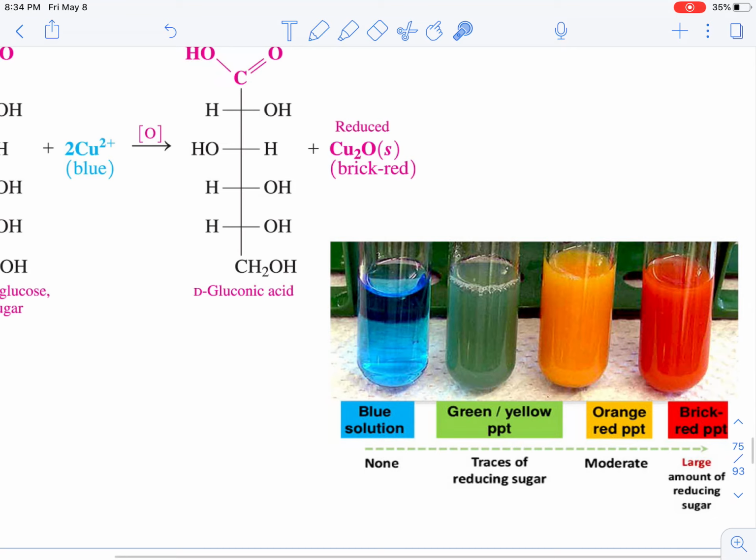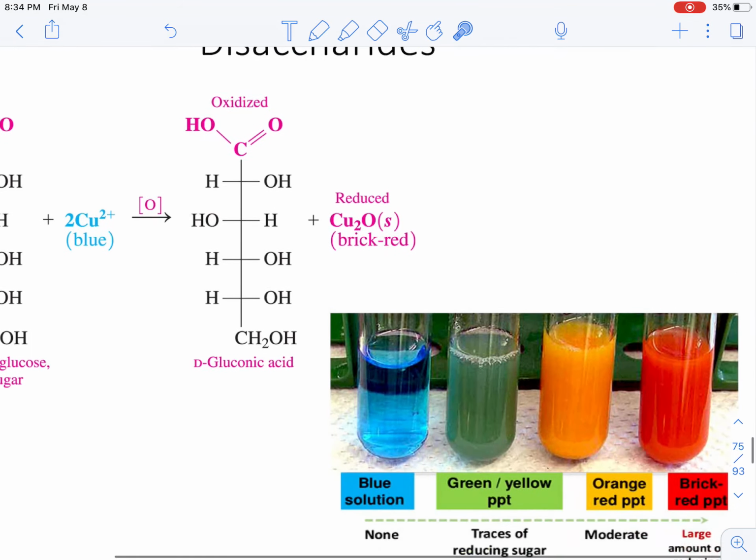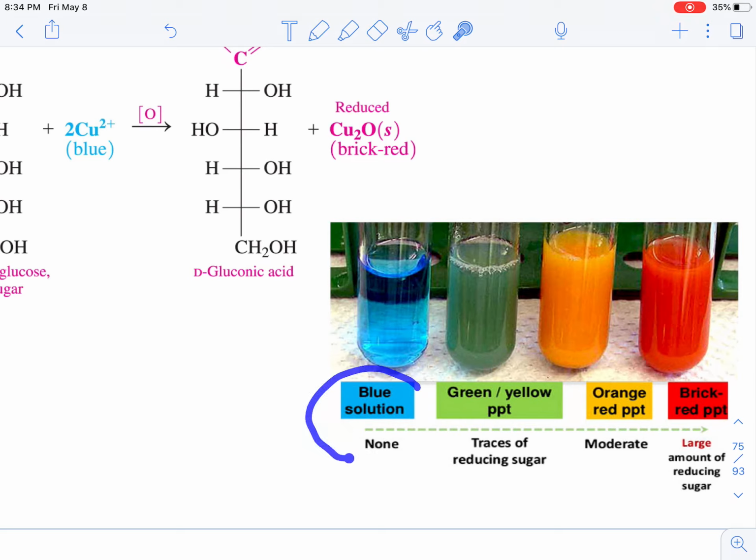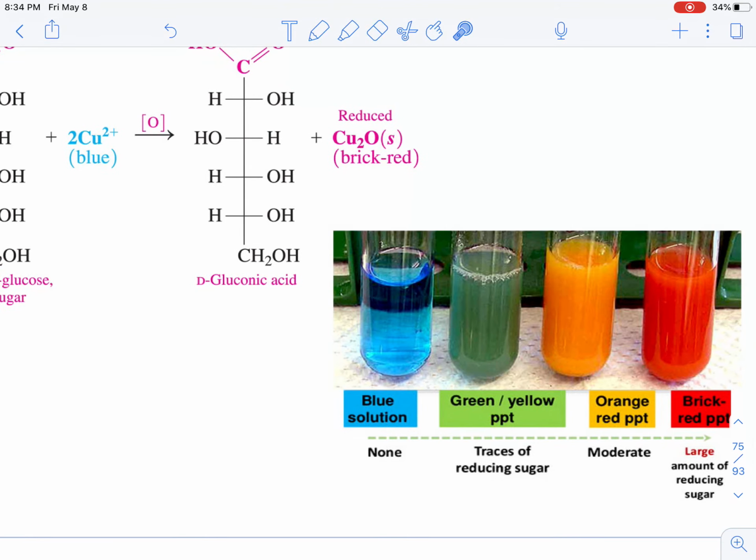Okay. And so typically the Benedict's solution has a range of colors. So if the solution is blue, then there's no reducing sugar. That means either one, you have a carbohydrate in which there are no free anomeric carbons, or two, you might not have a carbohydrate in your solution to begin with. Now, if your Benedict solution turns green, you'll have some traces of reducing sugar. Orange, moderate amount. Brick red means that you have a lot of reducing sugars.